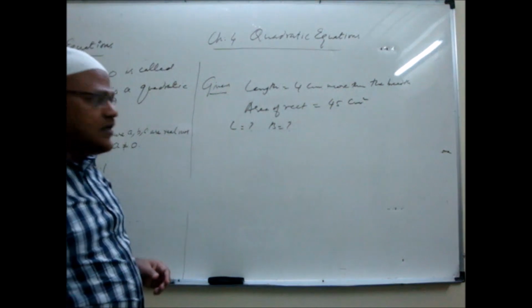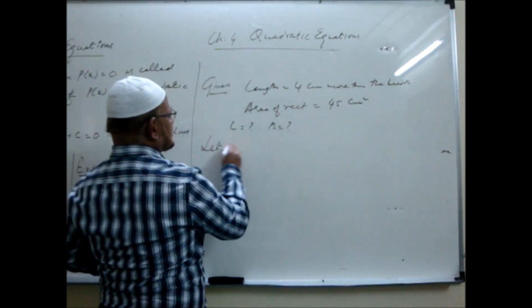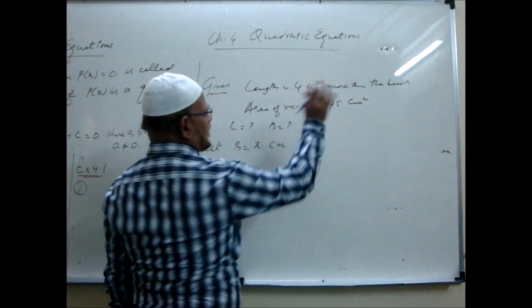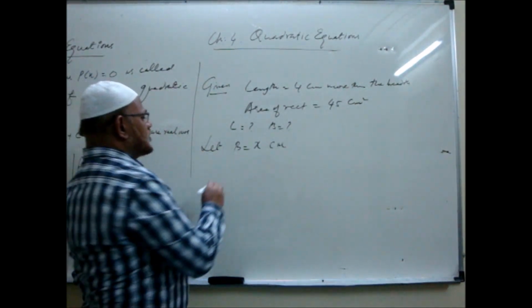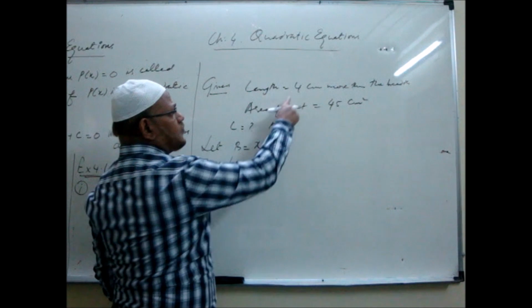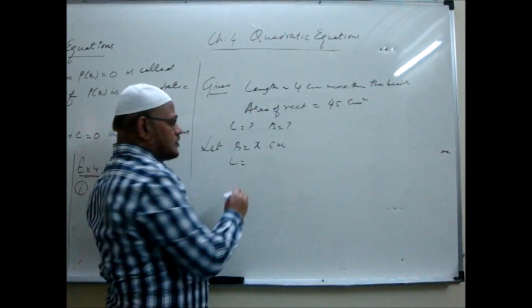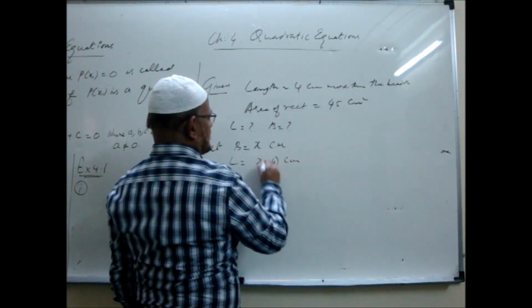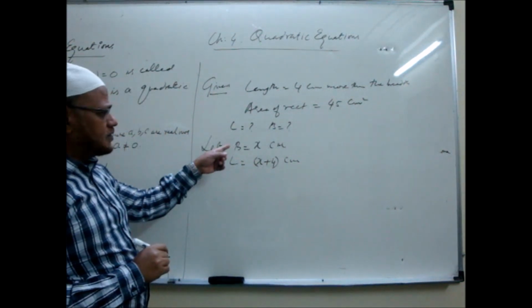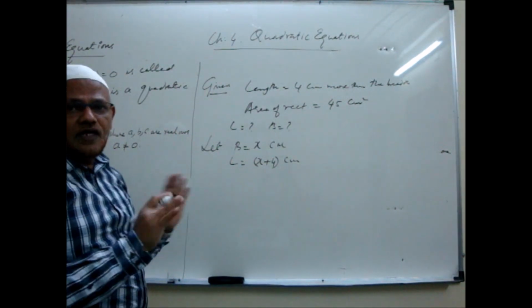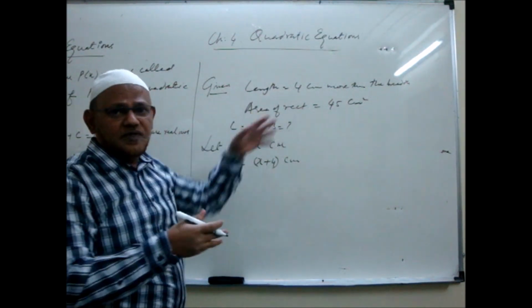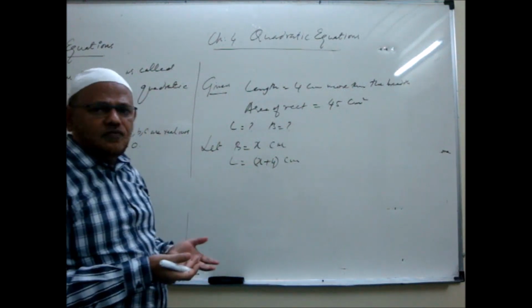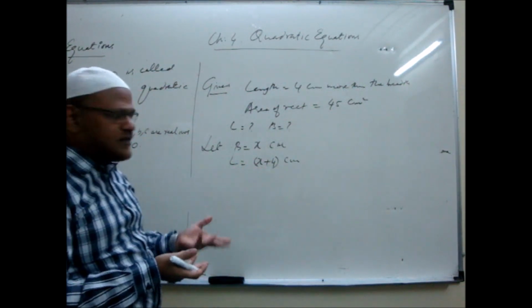So I will write here, let the breadth be x units, in centimeters, x unit I have taken. So length will be 4 more than the breadth, so x plus 4 centimeters. Okay, breadth is taken as x, length we will not take as y. Directly their relation between length and breadth will be given. So you write length is equal to 4 more than breadth, x plus 4.